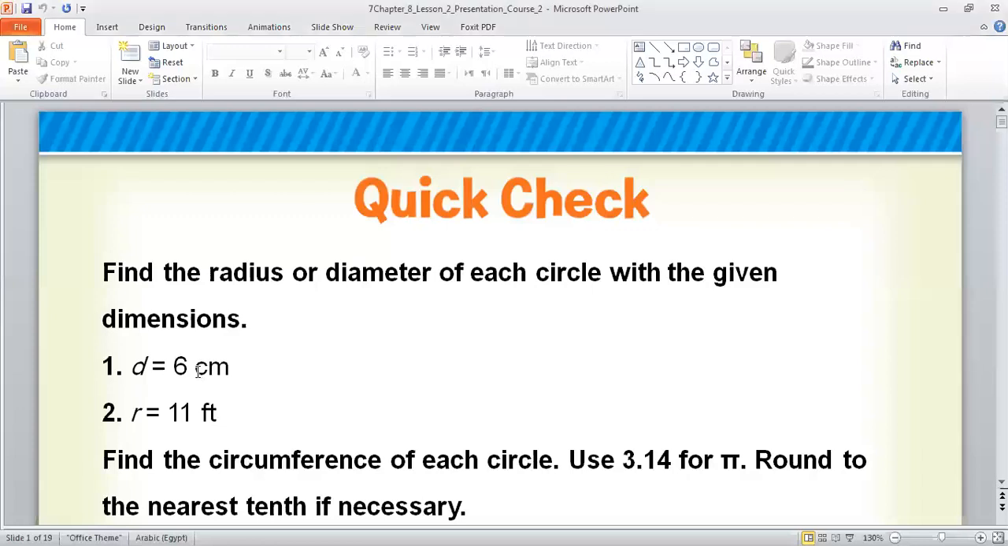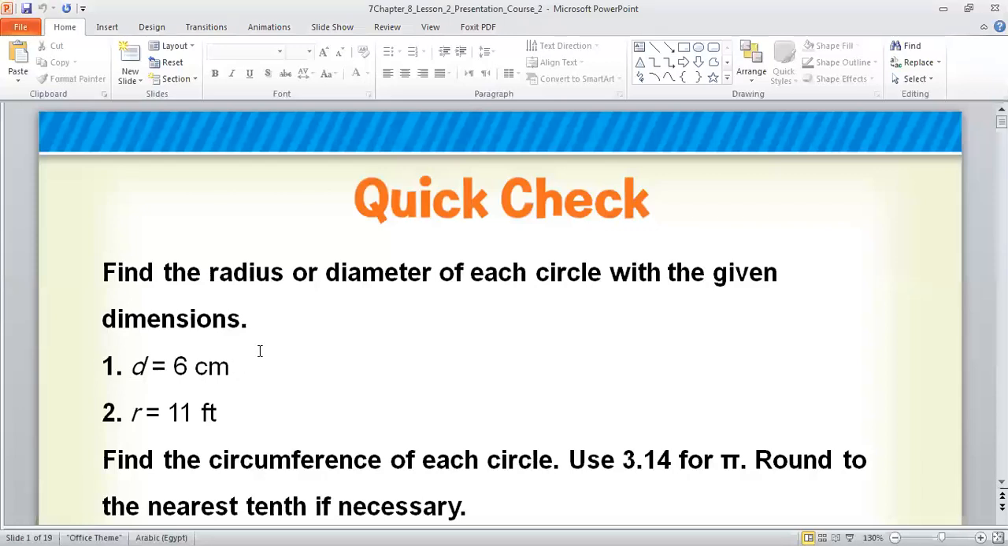If he gives me the diameter in the first one is 6 centimeters, the diameter is 6. What is the radius in this case? Again, if he gives me the diameter is 6, what is the radius? No, I said for you if the diameter is 6. So the radius is what?